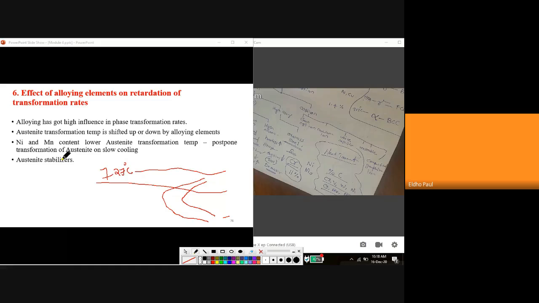We get austenite at room temperature also. At room temperature, naturally we have a ferrite microstructure. But by adding different alloy elements, we can stabilize austenite at room temperature also. So we can alter the austenite transformation temperature as well as the transformation rate by adding different alloy elements.